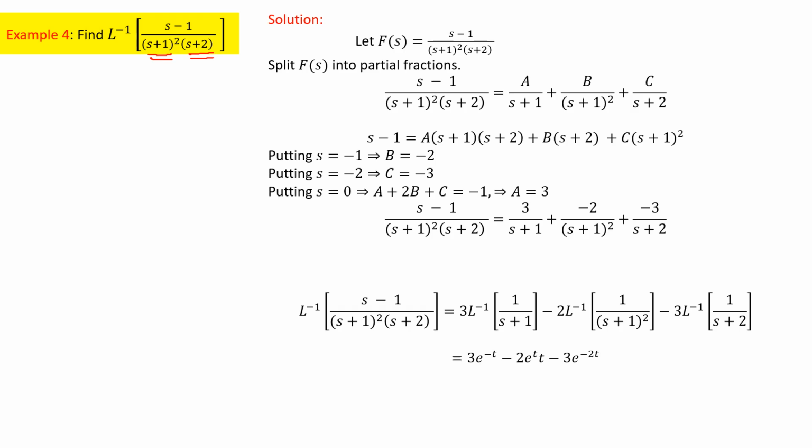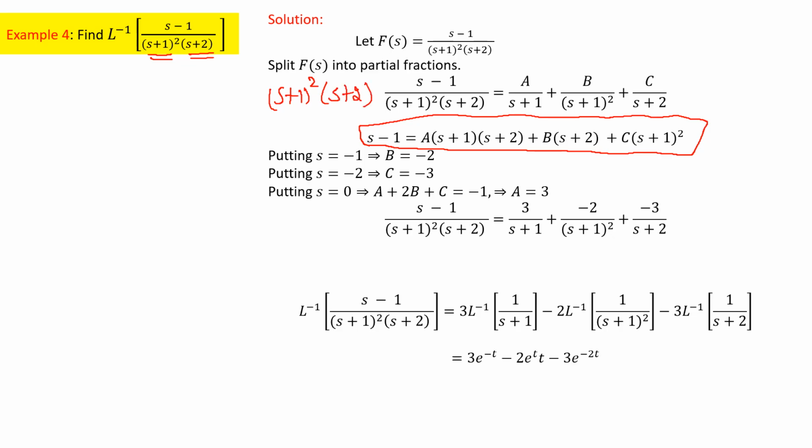So I have this one, s minus 1 equal to a into s plus 1 times s plus 2 plus b into s plus 2 plus c times s plus 1 the whole square. That means we are dividing both sides of this equation by s plus 1 the whole square times s plus 2. So here also every term you have to multiply by this. Here b is multiplied by these two terms, c multiplied by these two terms. So we will get this one.